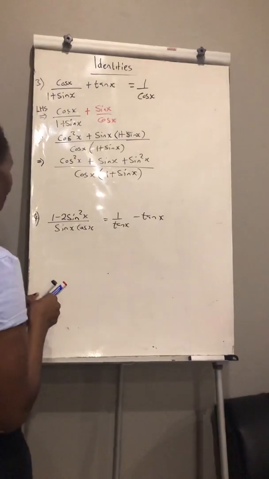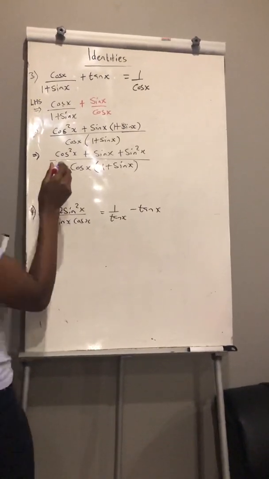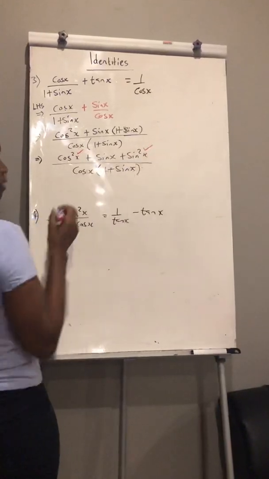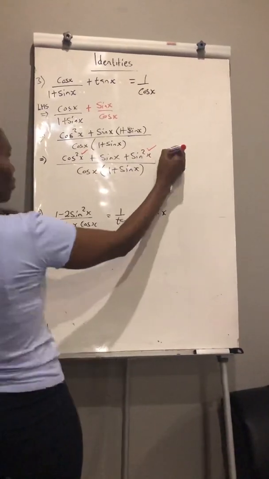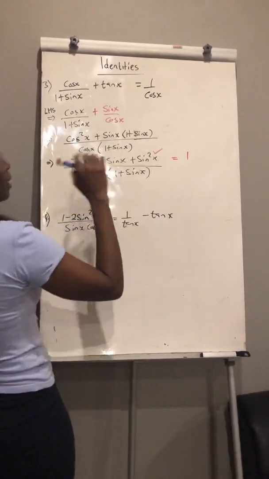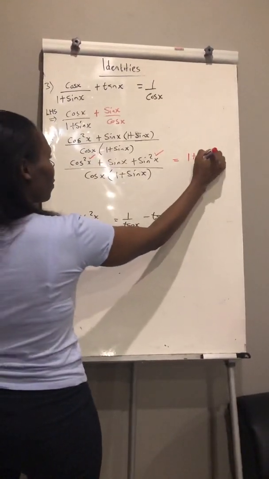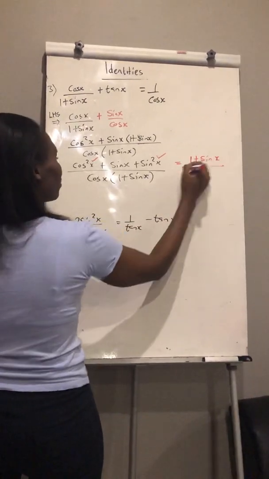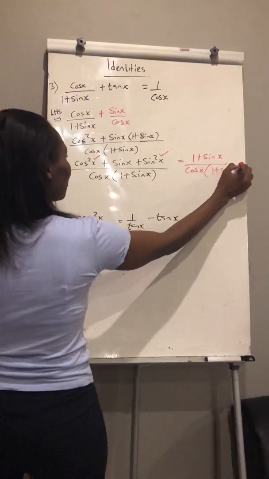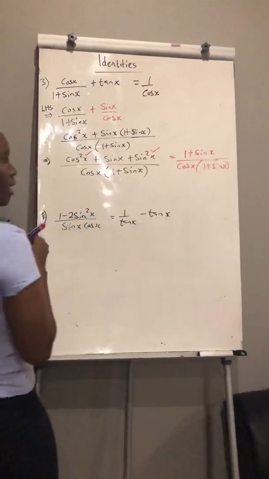Right. This is a very important step, because now it's teaching you how you should notice, please, cos squared x plus sine squared x. I think you remember that that is an identity I mentioned is equal to 1. So on the numerator we'll have 1 plus sine x, and on the denominator we still have cos x over 1 plus, multiplied by 1 plus sine x.